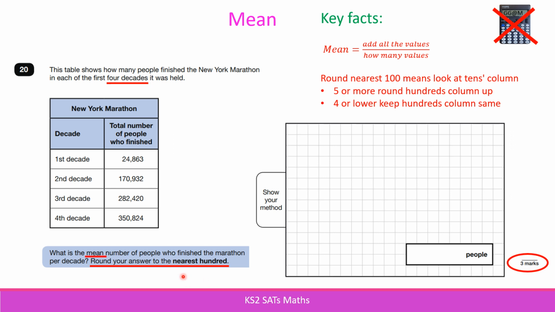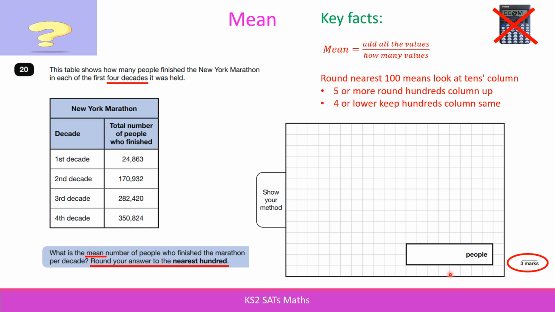So you need to be able to round, and you need to be able to work out the mean, and you need to be able to do it accurately to get the 3 marks on the exam. Have a go at working out the mean. Then round your answer to the nearest hundred, write your answer in the box, and then press play when you're ready to hear the answer.